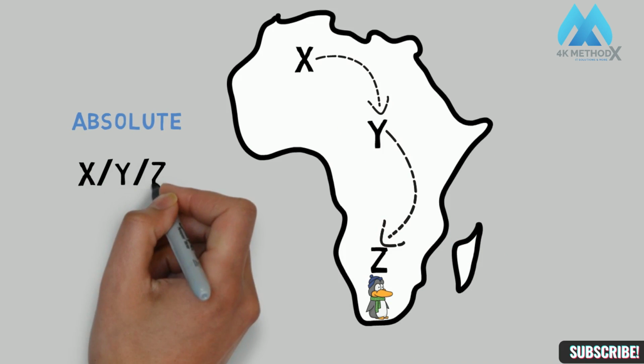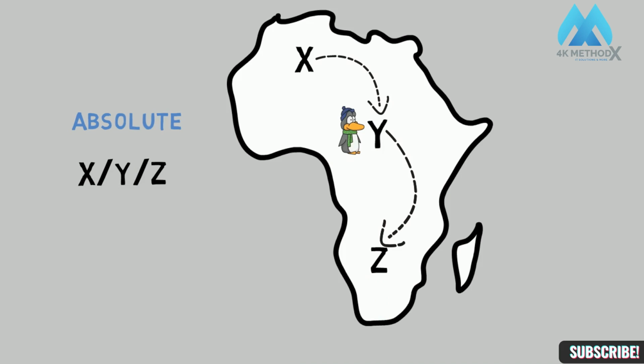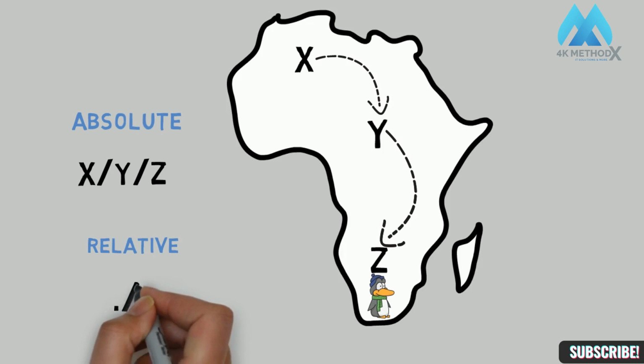And now, imagine that on another day, Fluffy also wants to go to Z, but this time, Fluffy is at Y. Then it will be easier for Fluffy to go to Z directly without going back to X, and so he takes the relative path, which is YZ. You can think of Y being the current directory at this time.